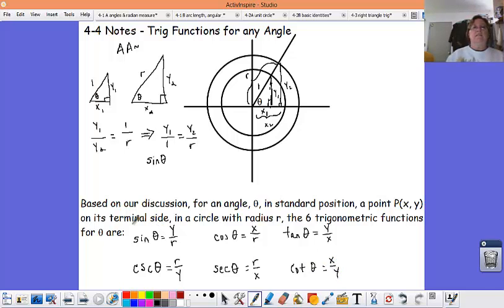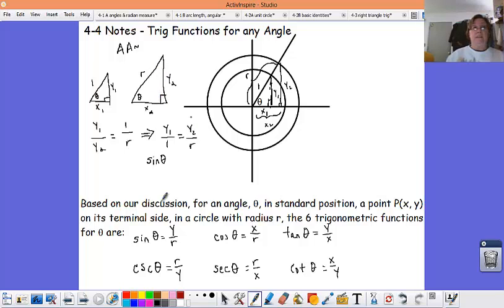Ladies and gentlemen, these ratios will allow us to find trig functions for any angle in any circle. It doesn't matter how long the radius is. We proved by similarity that the sine in the unit circle will be the same as, or have the same value as, the sine in a circle with radius r.